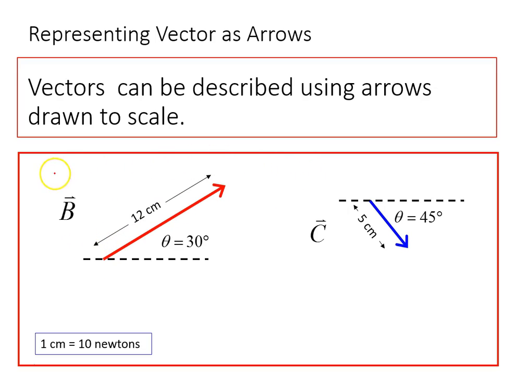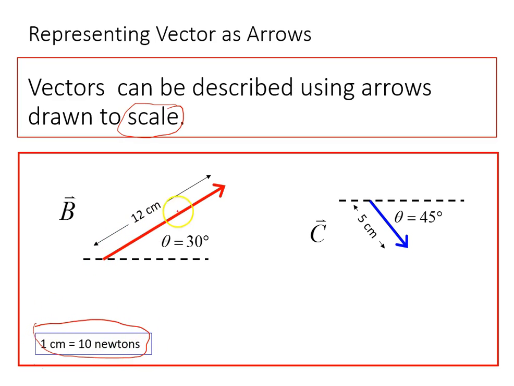I didn't have these slides up today, so this is what we mean by drawing a vector as an arrow. It looks like a vector. It's going to have a certain length, a certain orientation, and you're going to draw it to a certain scale. For example, in this case, the scale is 1 centimeter equals 10 newtons.